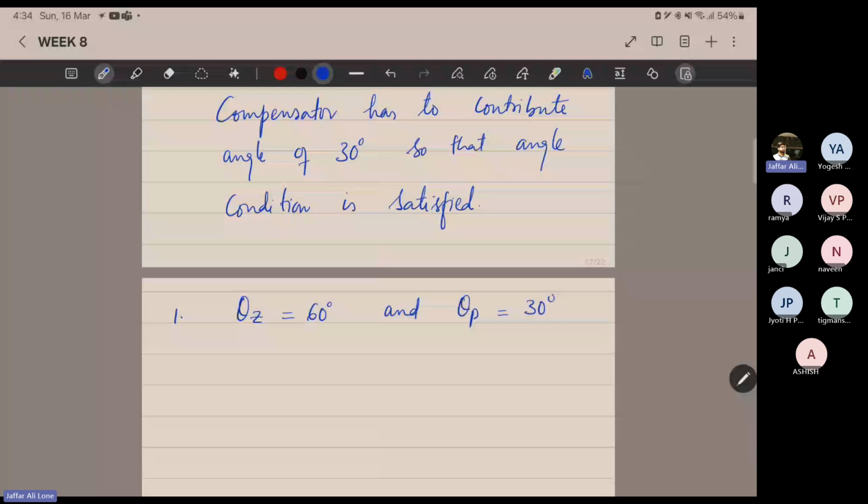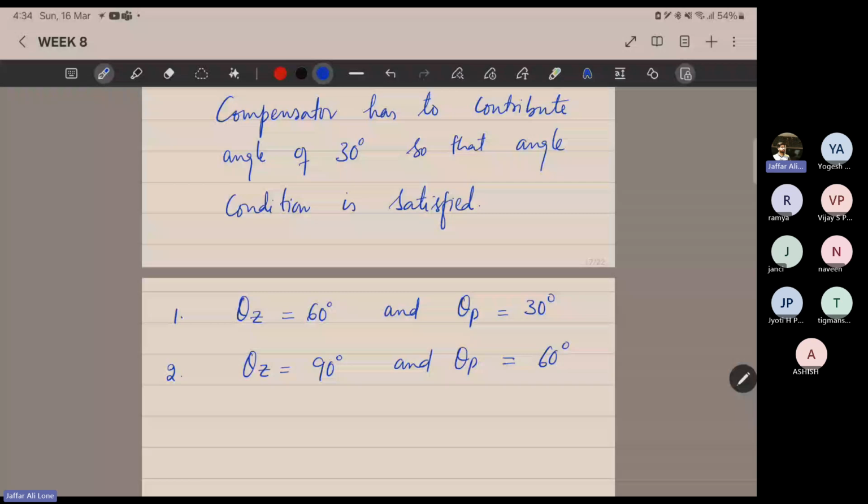Or another choice, let's assume theta z is 90 degrees and theta p is 60 degrees. So again, we will get theta z minus theta p as 30 degrees. But which one is better? We will see which choice will give us better results. If we have some specifications, which choice of theta z and theta p will give us good results. So now we know these theta z and theta p, we know these angles.